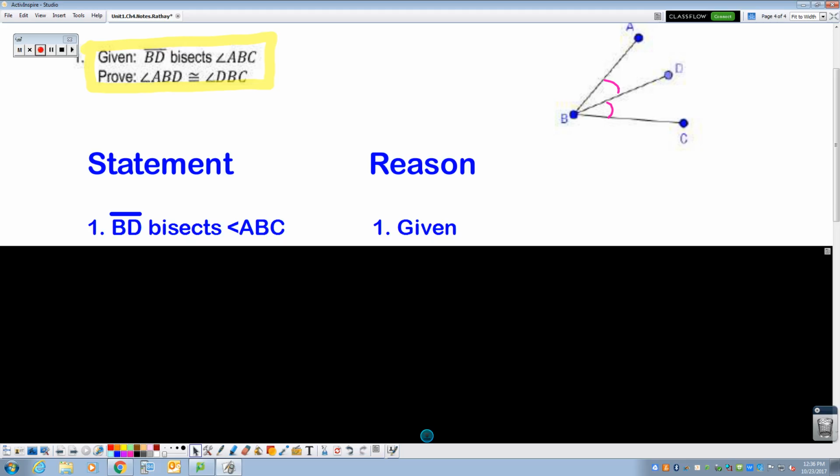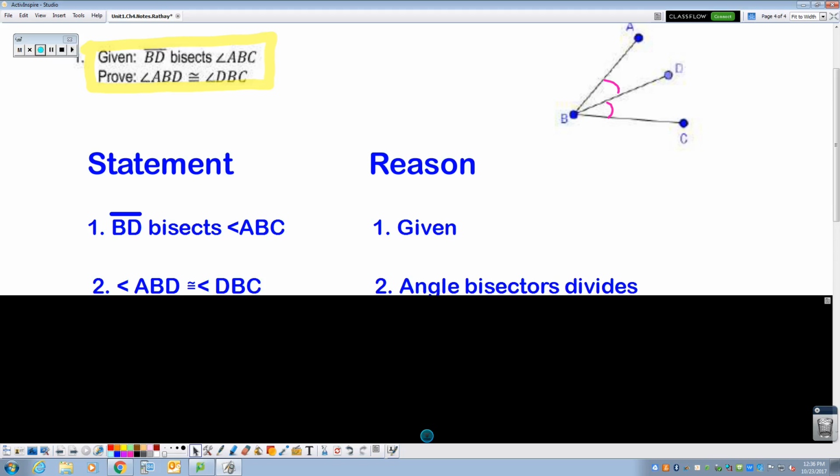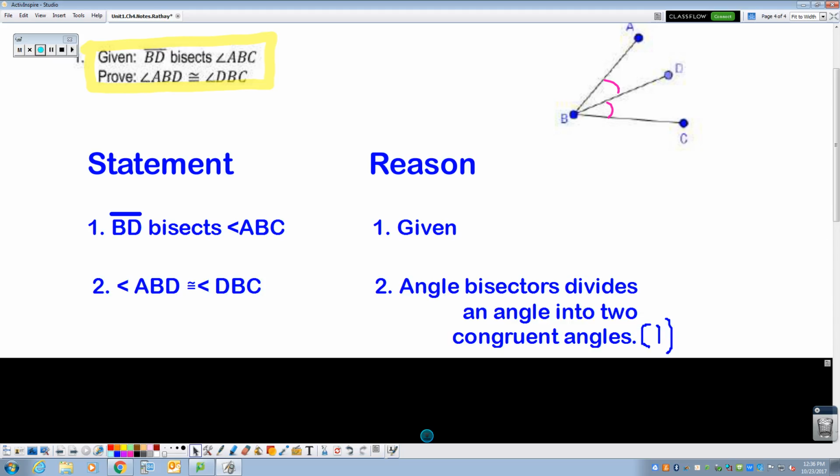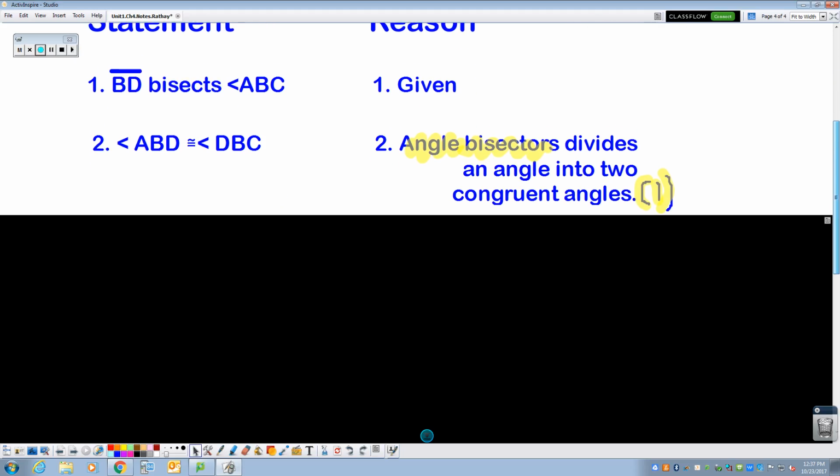Now that allowed me to mark the congruent angles, and so that's my next step. Angle ABD is congruent to angle DBC. And my reason: angle bisectors divide an angle into two congruent angles. One thing I do want to point out at the end of this, because we are doing a two-column proof, is that I do ask that you reference. In this case, I'm referencing step 1, because that's where I had the angle bisector given to me. We really just reference to make sure that we're not skipping steps when we get to more complicated proofs.